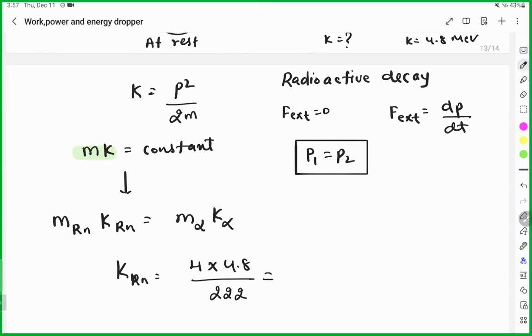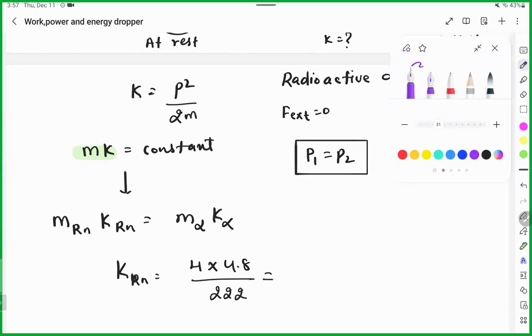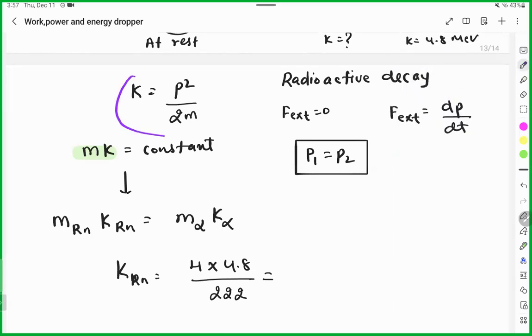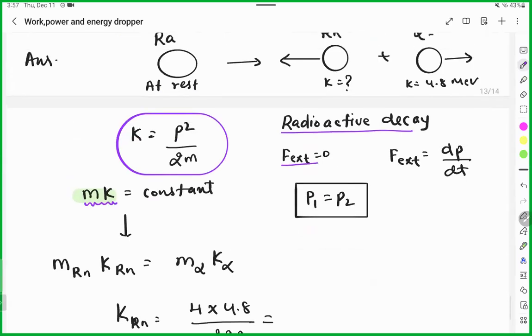Was it really difficult? You applied the relationship K is equal to P square by 2m. You applied the last chapter's formula: in radioactive decay, external force is zero, so linear momentum is conserved. If this is the situation, you will come up with the final formula: mK will be constant. The mass and kinetic energy relation will remain constant, and you can get the answer. Anybody have a doubt in this question?